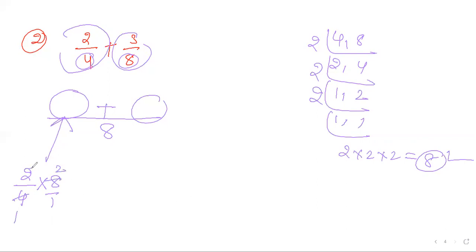4 ones are 4, 4 twos are 8. 2 into 4, 2 twos are 4. Yeah. The next number is 3 by 8 into 8. 8 ones are 8, cancel. The answer is 3 ones are 3, 3 only.